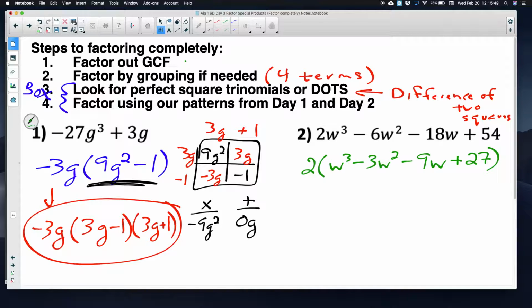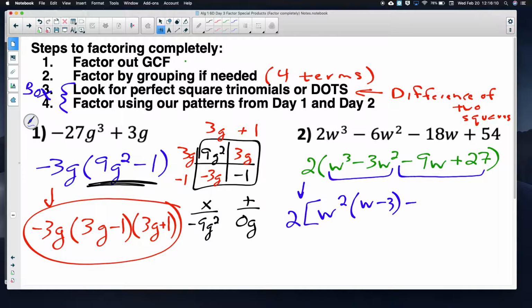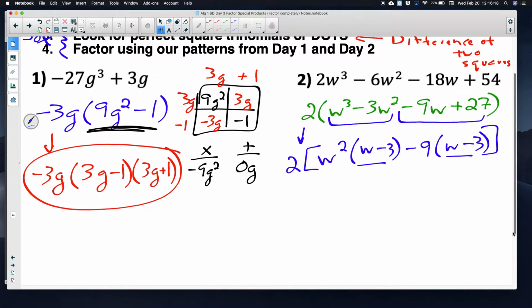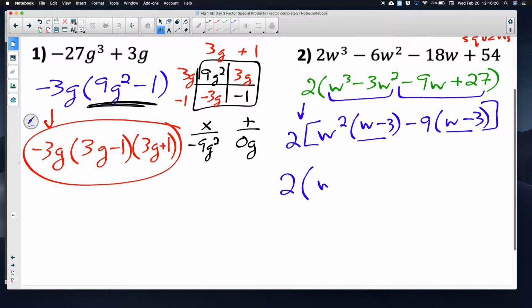Now step 2, factor by grouping if needed. I've got 4 terms, so I can factor by grouping. I'm going to group the first 2, I'm going to group the last 2. So the GCF is coming along for the ride, and then when I start factoring by grouping, I've got w squared, and what's left over? W minus 3. And then I can factor out a minus 9, and I've got w minus 3 left over. These 2 things are the same, so I drop the 2. I factor out w minus 3 because they have that in common. Now I got w squared minus 9 left over.